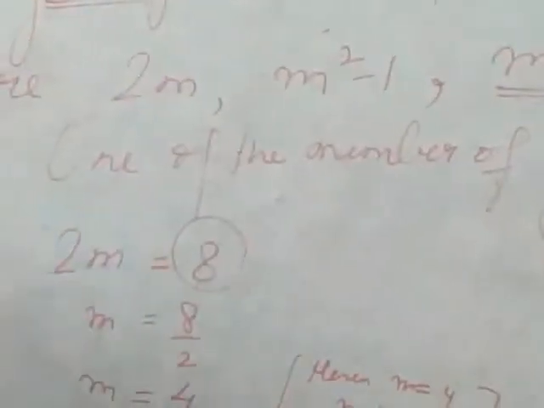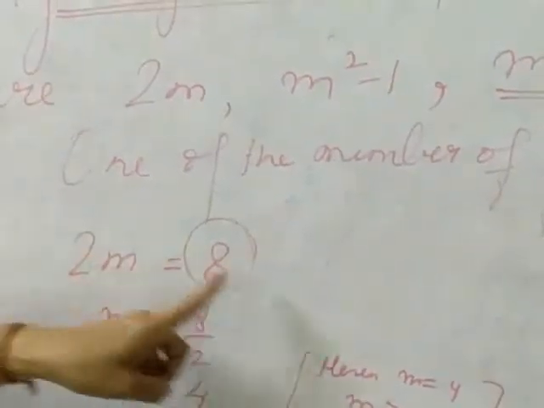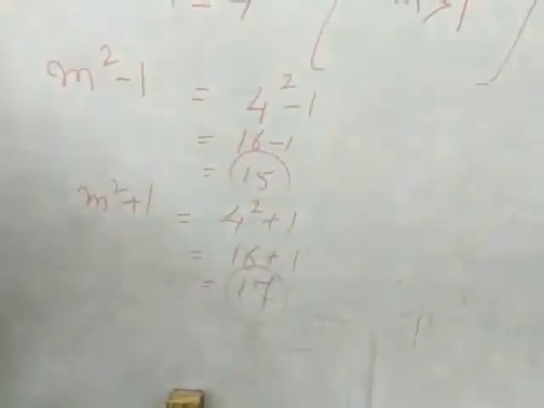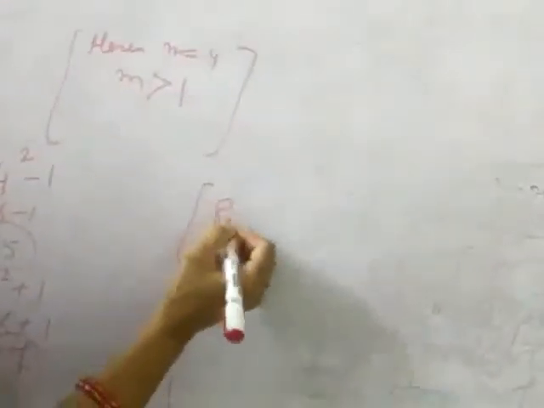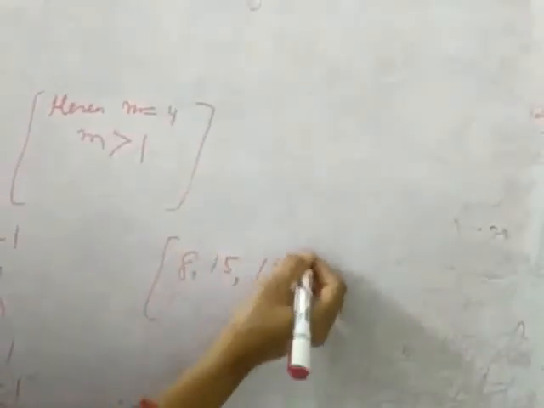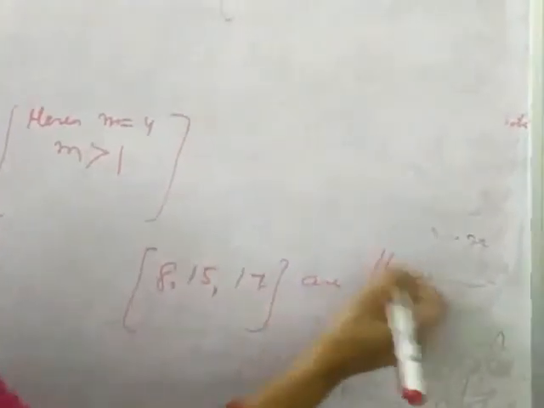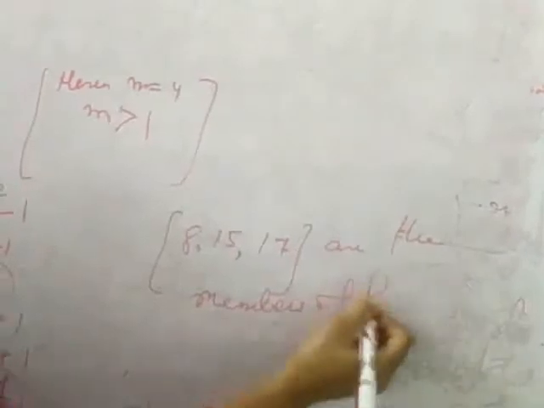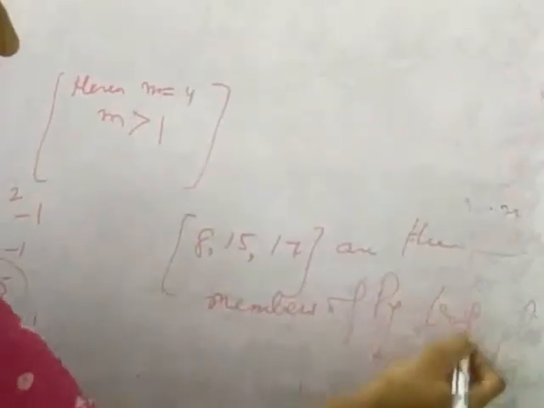So what are my members now? First one member was given to you. You are supposed to write the same. 2m was equal to 8. The rest 2 you have calculated that these 2, 15 and 17, are your members. So at last you will be writing that 8, 15, 17 are the members of a Pythagorean triplet. I hope this is clear. I will take one more example.